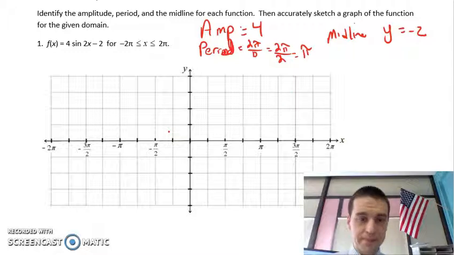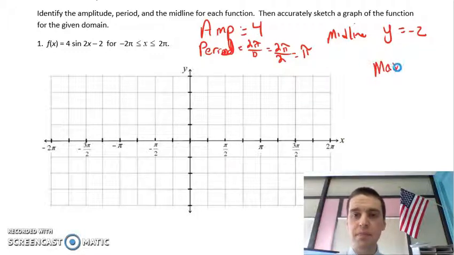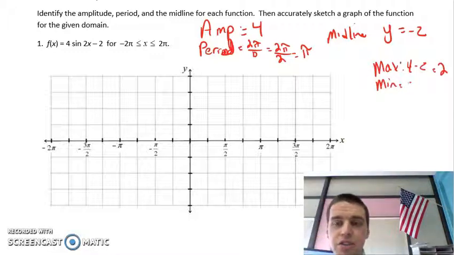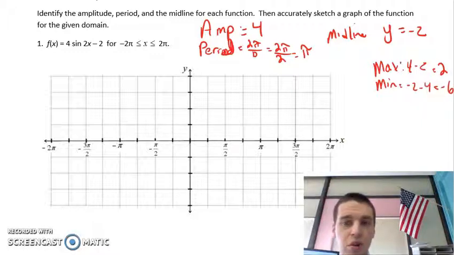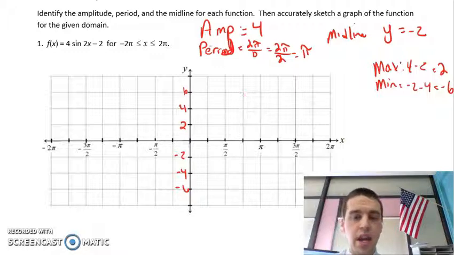So this is what we're going to do. We've got to figure out how high and how low the graph goes to figure out what our scale needs to be. So if our amplitude is 4 and our midline is negative 2, we know that the maximum is 4 minus 2, and we know our minimum is negative 2 minus 4, which is negative 6. And so, therefore, I'm going to make the scale here 2, 4, 6, negative 2, negative 4, negative 6.